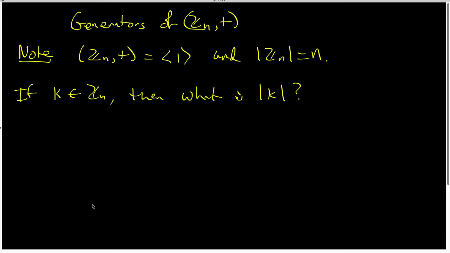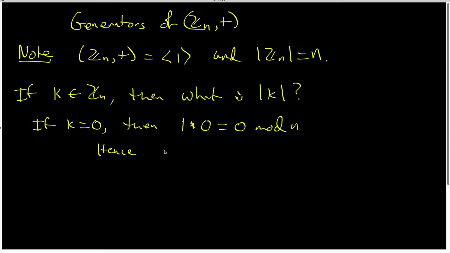And let's get started by looking at a special case. If k is equal to 0, then I already know that 1 times 0 is equal to 0 mod n, and hence that says the order of 0 is going to be equal to 1. This is not a surprise. The order of a group identity is always going to be equal to 1. So now I want to assume that k is not equal to 0.